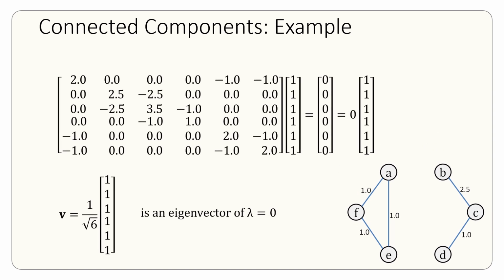Now let's look at the eigenvalues and eigenvectors of this Laplacian. We know that if we multiply the Laplacian with a vector of all ones, we get zeros, which is 0 times this vector of all ones, which by definition makes this vector of all ones an eigenvector of this Laplacian. Normalizing it, we get v equals 1 over square root of 6 of this vector of ones, which is an eigenvector corresponding to this zero eigenvalue lambda equals 0.